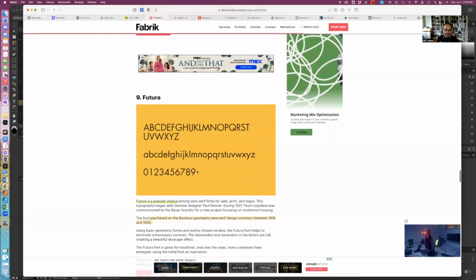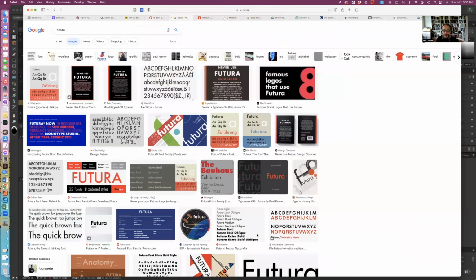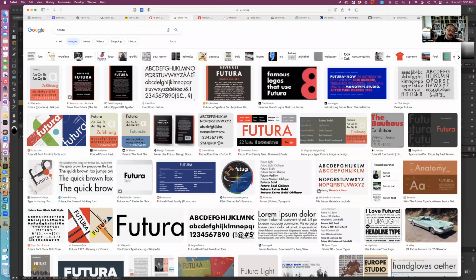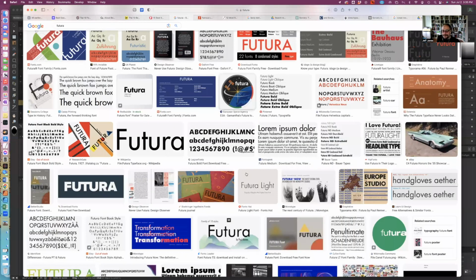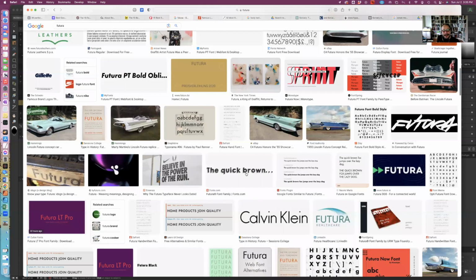And you say, well, Jeff, that just looks boring. Look at these. That just looks boring. Like, what can you really do with that? What can you do with Futura? Well, that's a good question. And if you just type Futura and you type in images, you start seeing a number of ways it's being used.